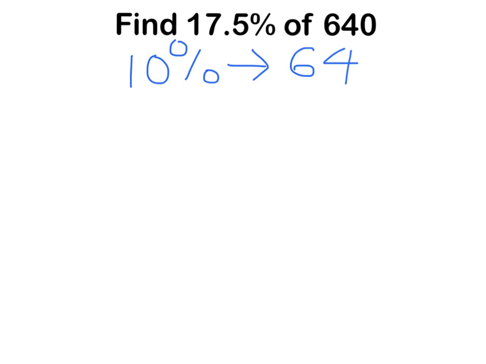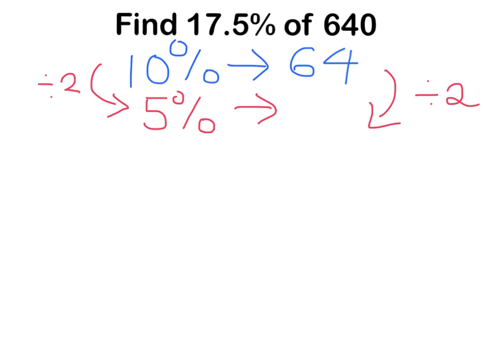The next thing I'm going to do is use the 10% to find 5%. So to go from 10% to 5%, we've halved it because 10% halved is 5%. So I've also got to halve the 64 as well. So 64 divided by 2 is 32. So far I've got 10% and I've got 5%, which is 15% altogether.